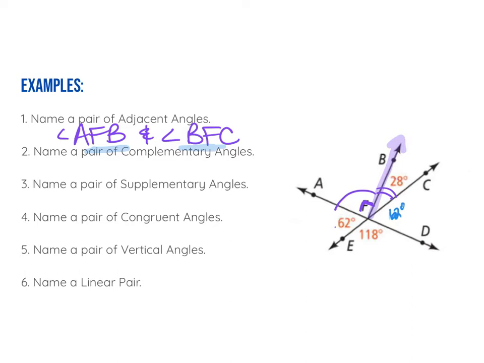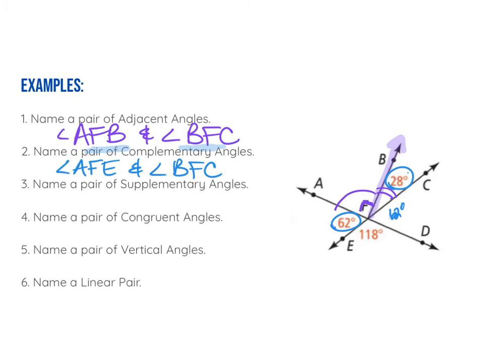All right, a pair of complementary angles. Well, again, all we need to know is that these two angles add up to 90 degrees. So, don't 62 and 28 make 90? So I'm just going to say angle AFE and angle BFC. And that's a good example because, again, they're not next to each other, which they don't have to be. But if I take those two values together and add them, that gives me 90.